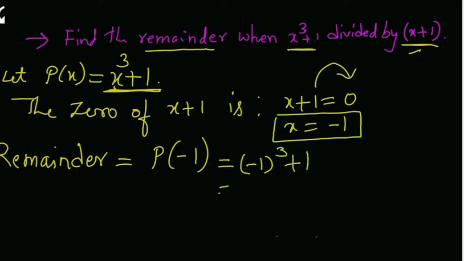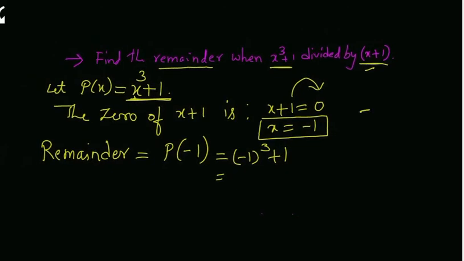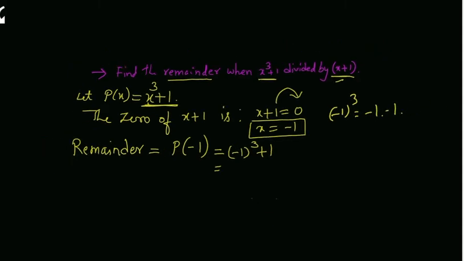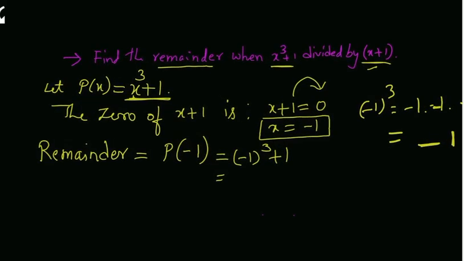What is minus 1 whole cube? Minus 1 whole cube means here you have to multiply minus 1 three times, that is minus 1 into minus 1 into once again minus 1, that is minus into minus plus, plus into minus, minus 1. So you have to write minus 1 here. So you will get minus 1 here and plus 1. So plus 1 minus 1 will get cancelled. You will get remainder 0.